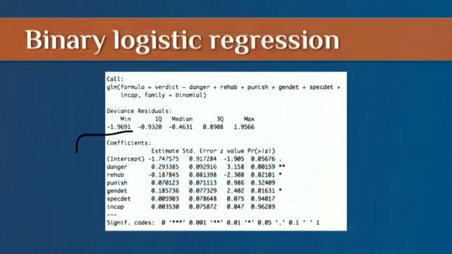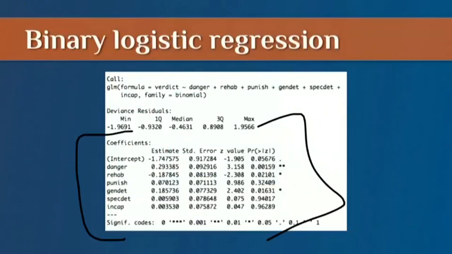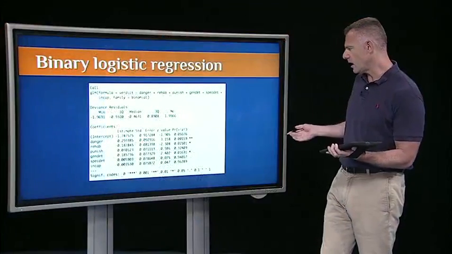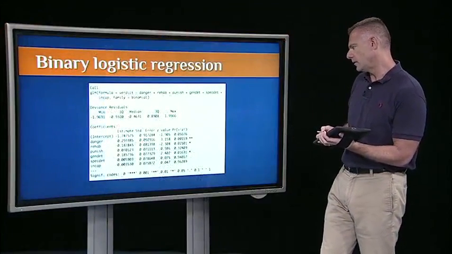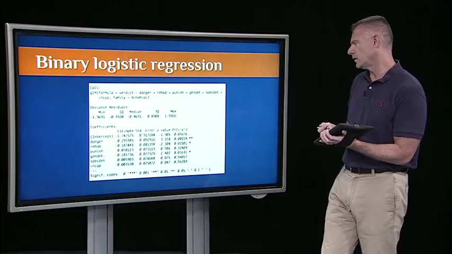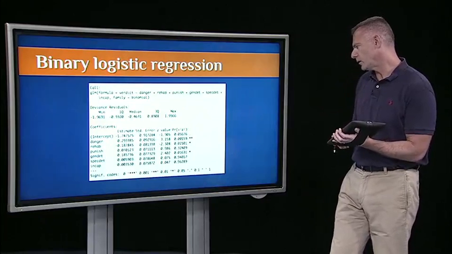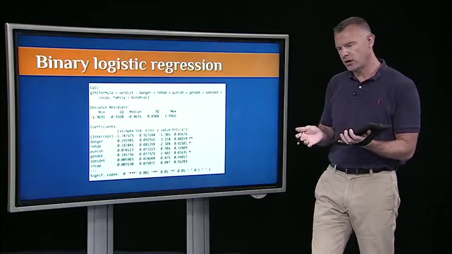But now if you look below, the output looks just like the output that we've seen from other runs of regression. We have regression coefficients, we have the standard error of them, then we have a z-value associated with that, and a p-value. So by looking at the output here, we can see that dangerousness is a significant predictor, rehabilitation is a significant predictor, as is general deterrence.